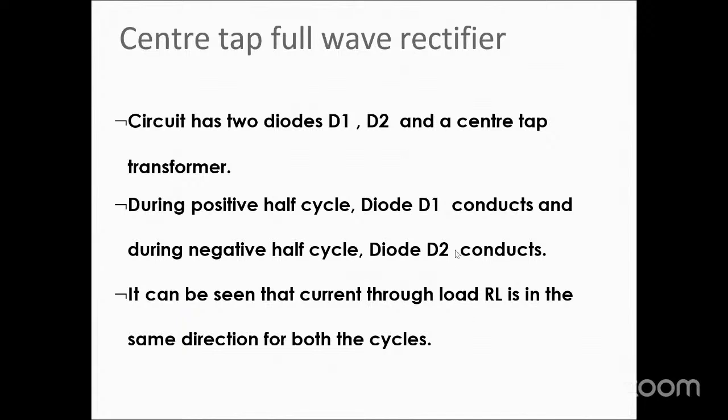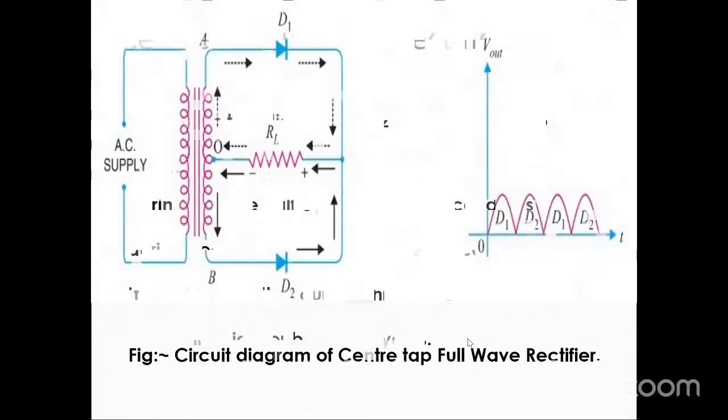How is it working? During the positive half cycle, D1 conducts and D2 does not conduct. During the negative half cycle, D2 conducts. It can be seen that the current through the load resistance is in the same direction on both sides. See here, two diodes are there, and this is the center tap, diode D1 as well as diode D2. So a continuous waveform is to be observed. In full wave, D1 conducts for the first half cycle, D2 for the second half cycle, first, second, like that. Why? Because the negative half cycles are not allowed through.